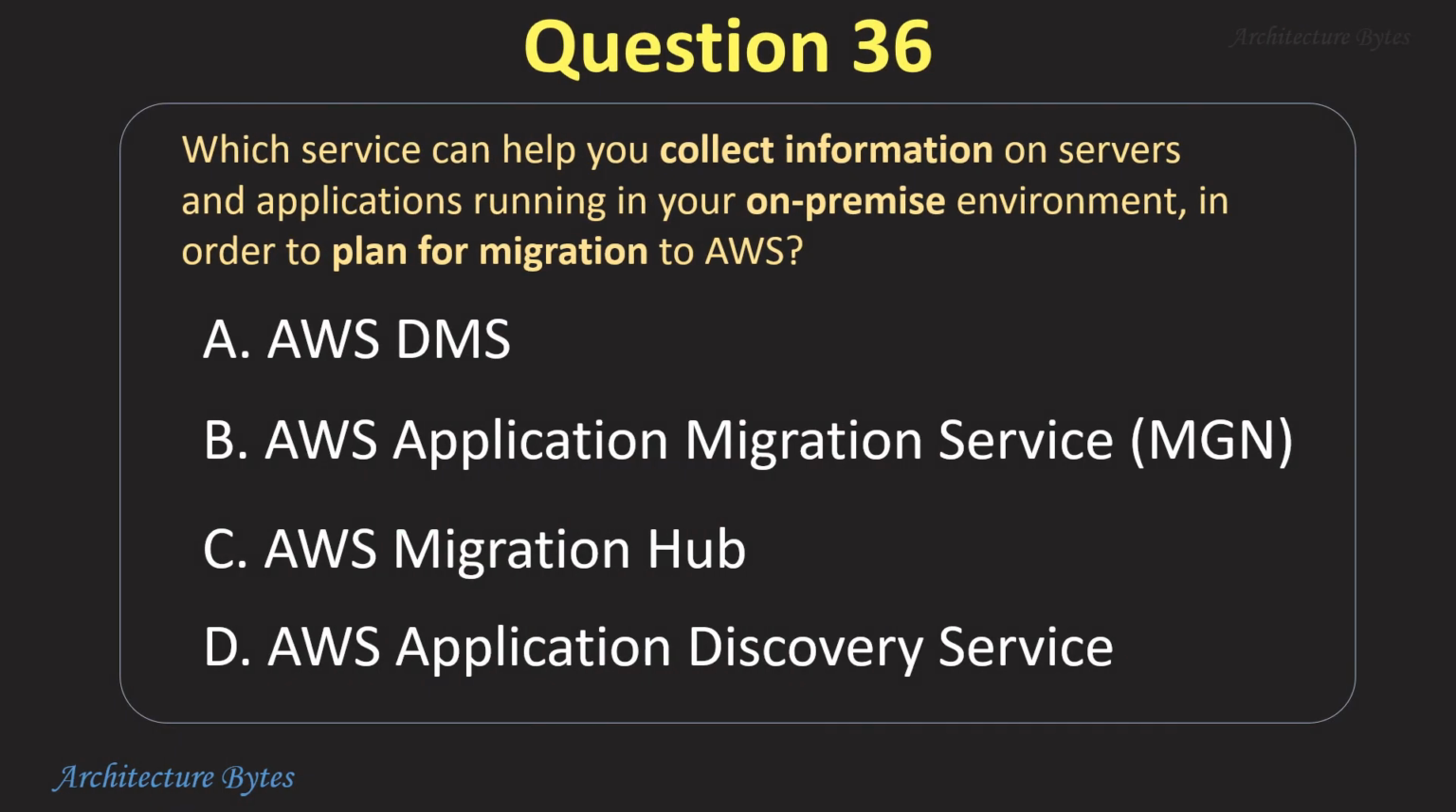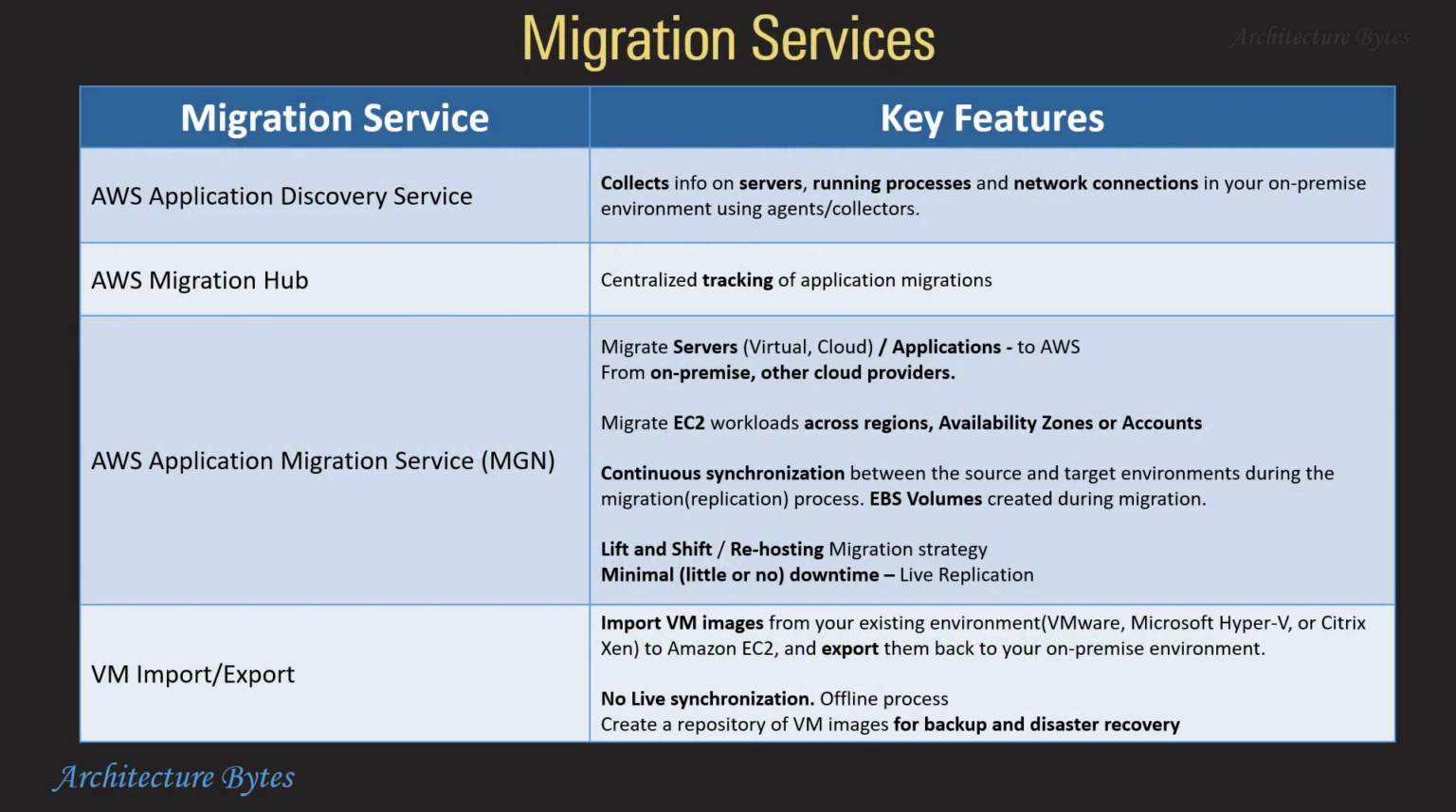Which service can help you collect information on servers and applications running in your on-premise environment in order to plan for migration to AWS? Let's look at various migration services. AWS Application Discovery Service collects information on servers, running processes, and network connections in your on-premise environment.